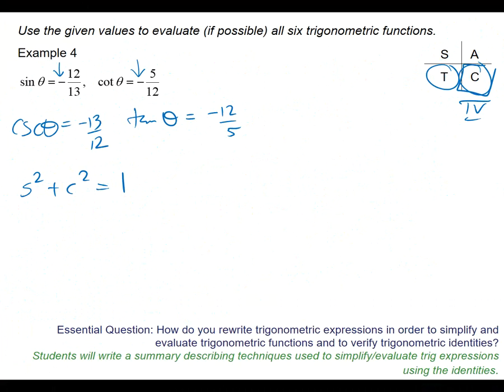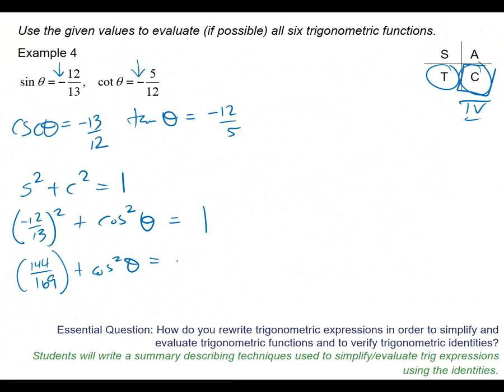So sine squared plus cosine squared equals 1 is a good place to start. I have sine. I know it is negative 12 over 13 squared. Cosine I don't have. Cosine squared theta equals 1. What is negative 12 over 13 squared? We go positive, right? Cosine squared theta.